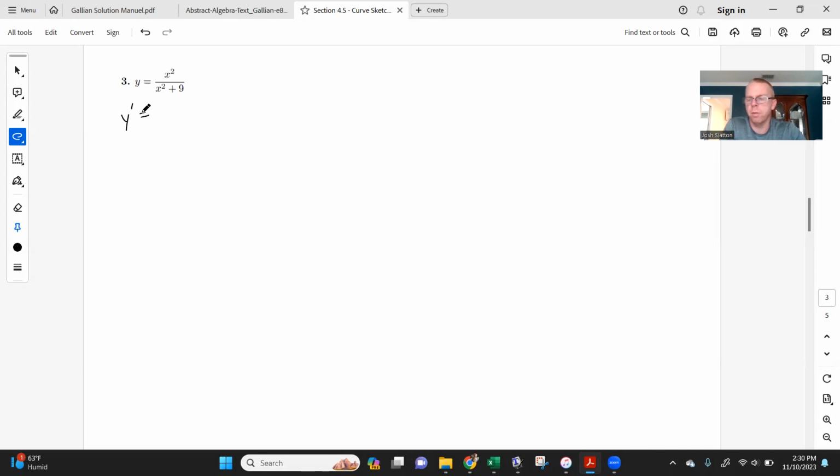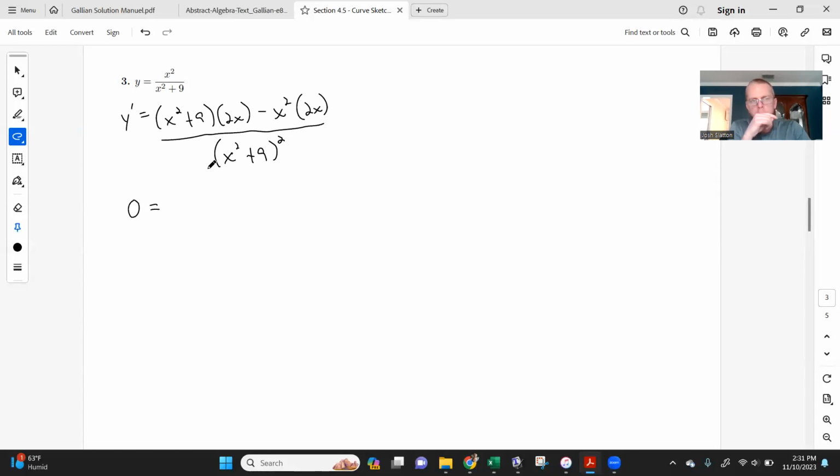So we're going to take the first derivative. So we have the quotient rule. We're going to do the bottom times the derivative of the top, minus the top times the derivative of the bottom, all over the bottom squared. And then we'll just simplify the numerator. We're going to set it equal to 0.